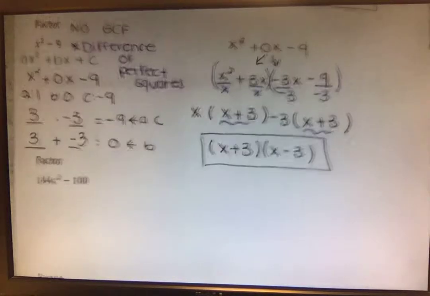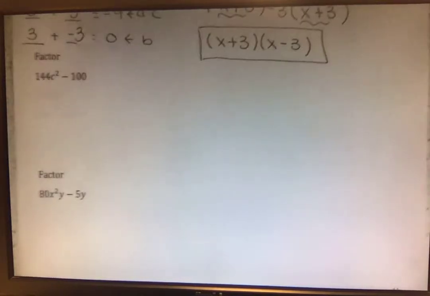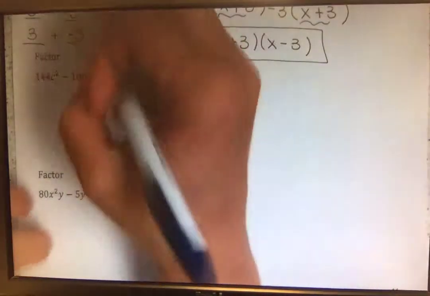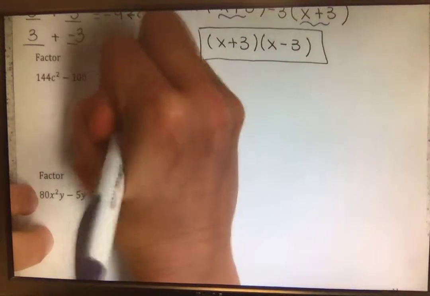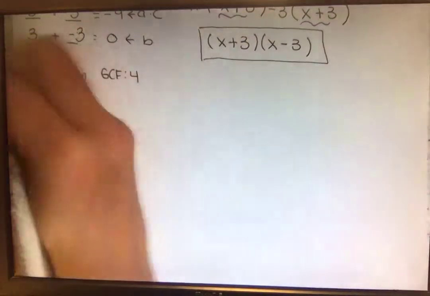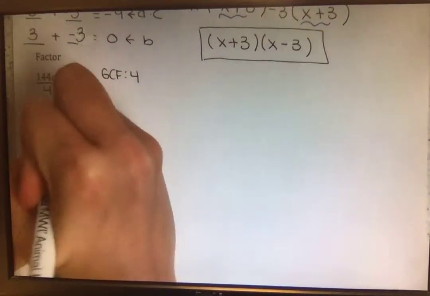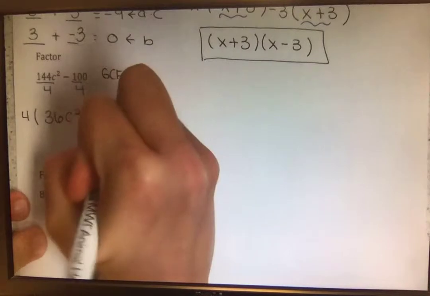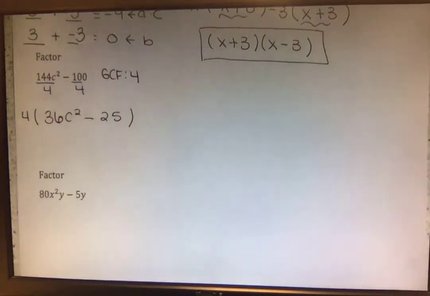So it asks us to factor 144c squared minus 100. We need to look for a GCF, which I'm thinking is going to be 4. So our GCF of 4. Taking out a 4 from both terms, we are left over with 36c squared minus 25. So now trying to factor 36c squared minus 25.